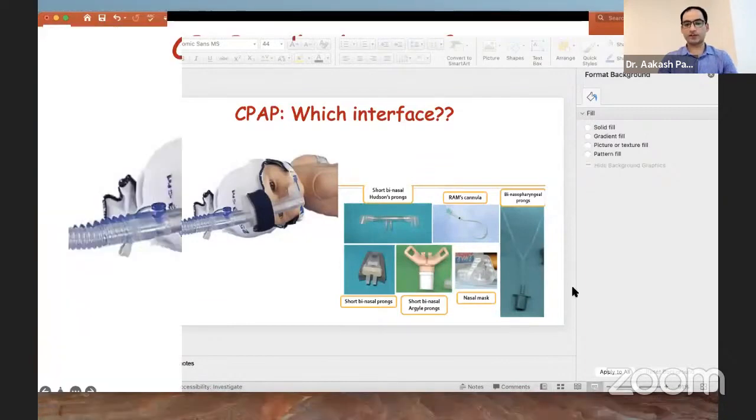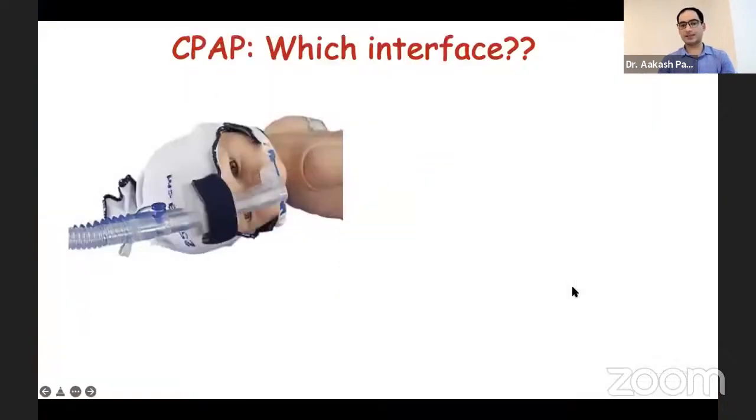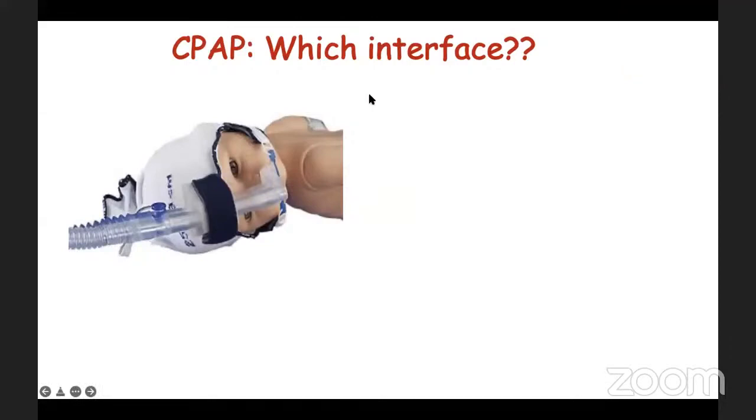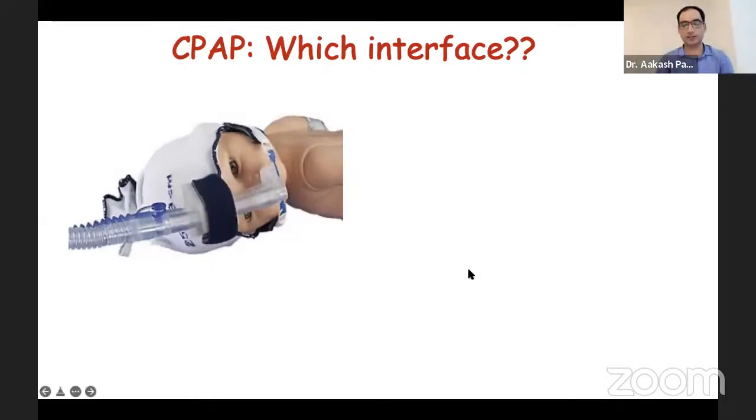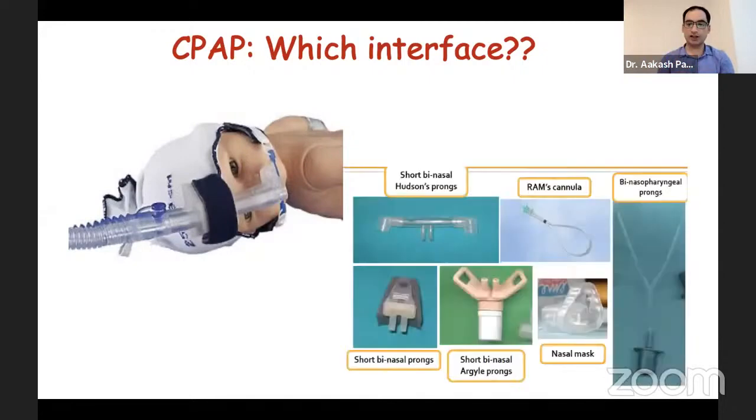Now coming to the interfaces, there are various interfaces available. The best is using a mask, because remember that neonates are obligate nasal breathers. So in order to avoid decreasing the diameter of the nares, we tend to use a mask because it is fitted outside the nose. Also, the risk of nasal injury is less with the nasal mask. However, if a nasal mask is not available, the second best is using short binasal prongs. Some units use alternating, that is, they cycle between the mask and the short nasal interface.